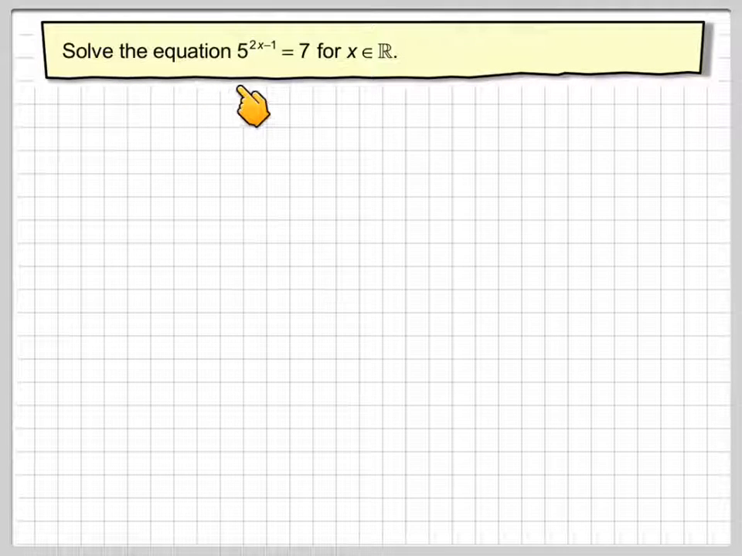Right, solve the equation 5 to the 2x minus 1 is equal to 7 for x belonging to the set of real numbers. So this is a bit more complicated. Now we have several ways of doing this as well.